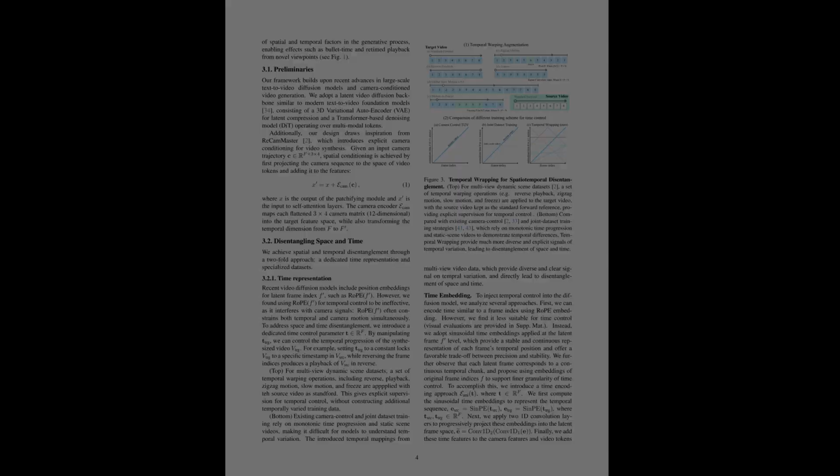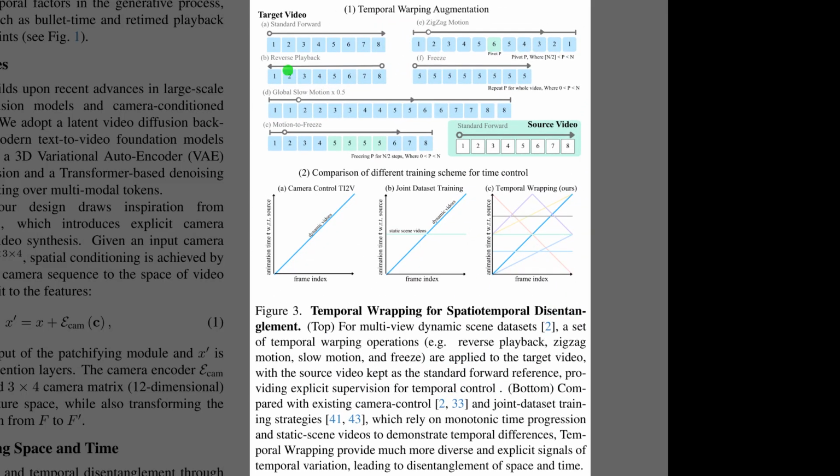timeline. Figure 3 details the training strategy, called temporal warping, which allows the model to learn these non-standard timelines. The top panel shows how the authors reorder frames from a standard source video, in green, to create synthetic target sequences in blue, like reverse playback or slow motion. The bottom section compares this against traditional schemes. While previous methods on the left only train on linear forward motion, the rightmost plot reveals how temporal warping introduces diverse, non-monotonic paths. This variety teaches the network to treat time as a fully independent control signal.